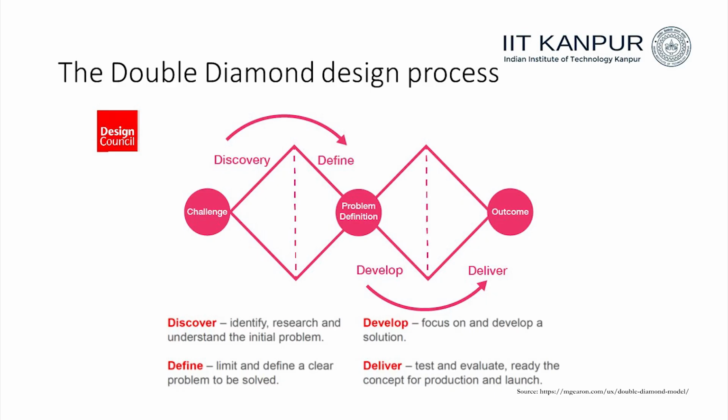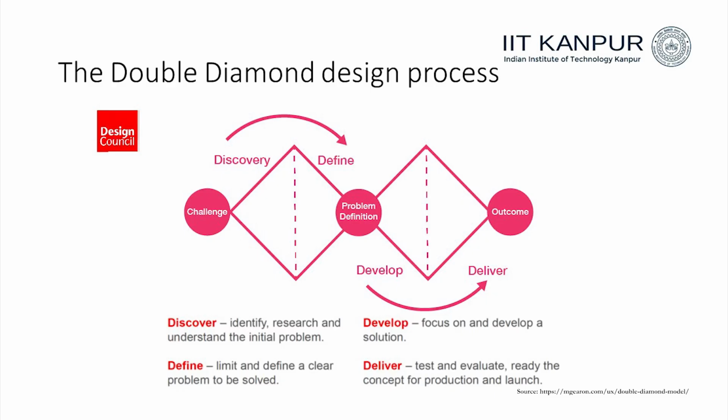Once we have done that, we finish the first diamond of the double diamond, then we go into developing our concepts. So, we focus on developing a solution here. We have clearly defined the problem, and once we have done that, we then go ahead and focus on developing a solution. It is in this phase that you develop concepts. So, you come up with a lot of concepts where these concepts will solve the original challenge problem. Once you have developed these concepts, then what you need to do is select the concepts and then deliver it. So, you select the concepts and you deliver, you test and evaluate, and you ready the concept for production and launch. So, you come up with your final product here.